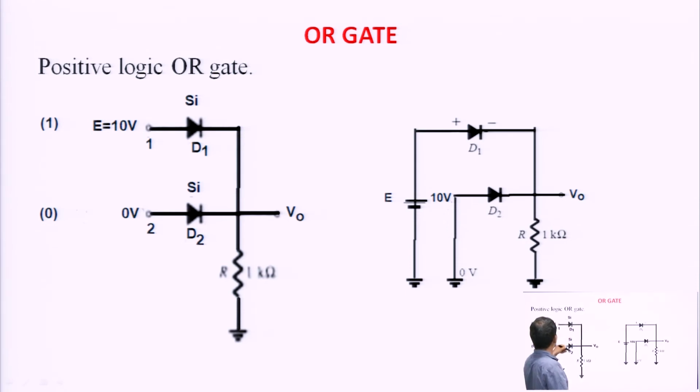Suppose these two diodes are connected like this, and this is diode number 1 and this is diode number 2. Suppose 10 volt and 0 volt, and this is V naught, and V naught is taken across a 1 kilo ohm resistance. Logically, what will be correct, I am going to discuss that. Yes, when the voltage E is equal to 10 volt, D1 will be in forward bias.